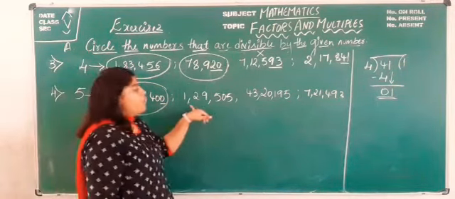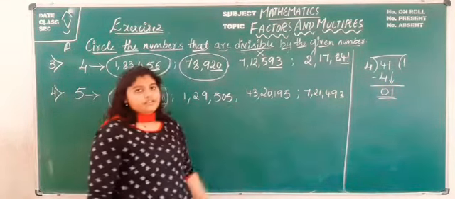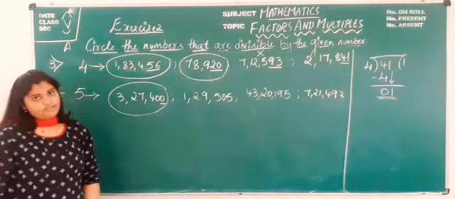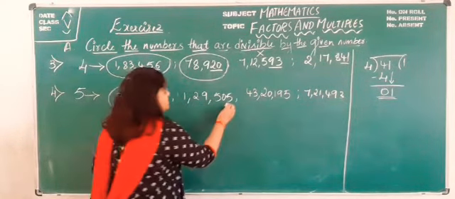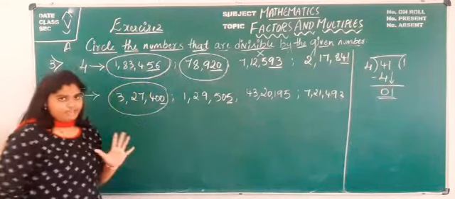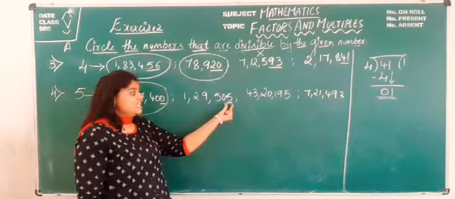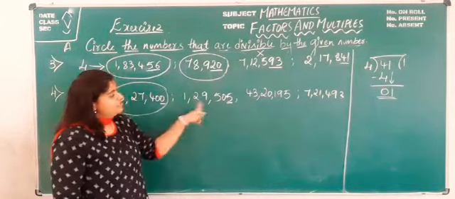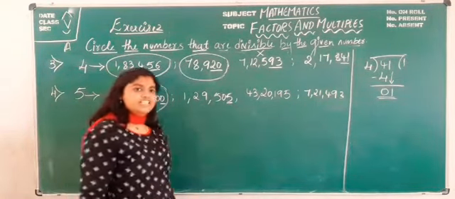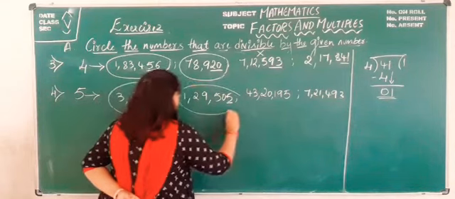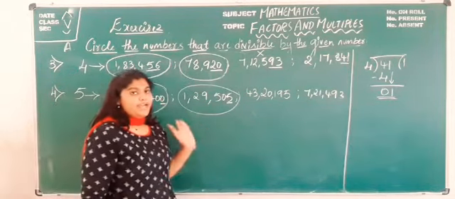Next, we are having 1,29,505. Is the given number divisible by 5? Yes, because the last digit in the given number is 5. The given number will be divisible by 5 only when the last digit is either 0 or 5. Therefore, this 1,29,505 is divisible by 5.